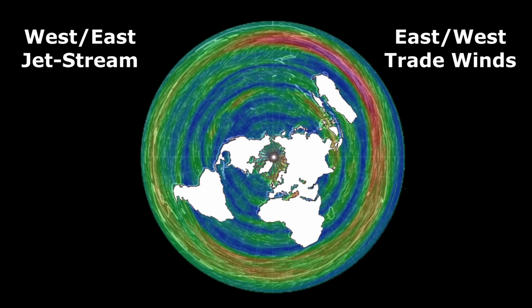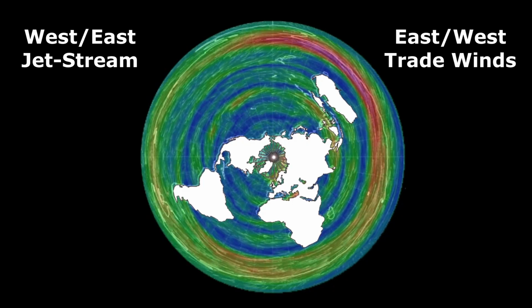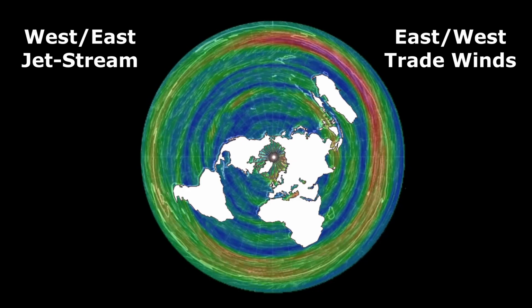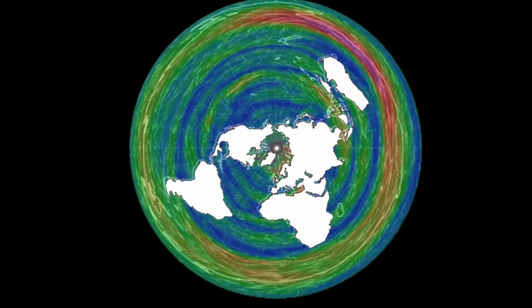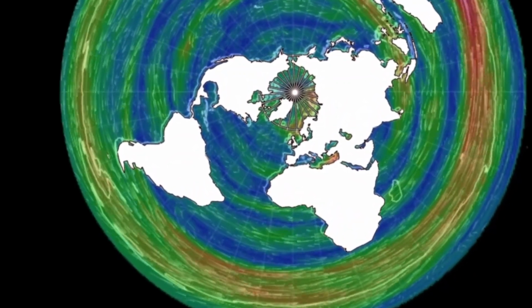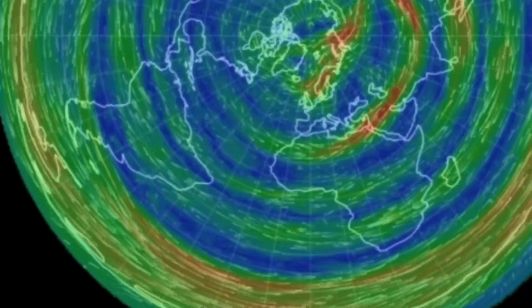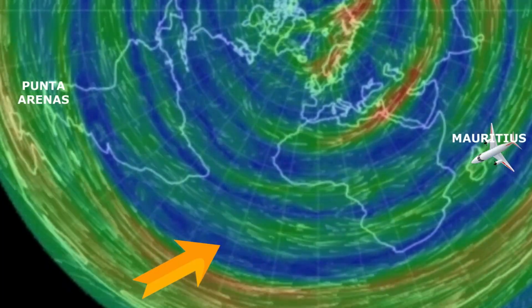So here we have again the jet streams west to east, and the trade winds from east to west. You see how fast they can go? The jet streams go up to 200 miles per hour. The jet streams and the trade winds are pretty fast as well. So there you have one that goes directly between Madagascar, Mauritius to Brazil.